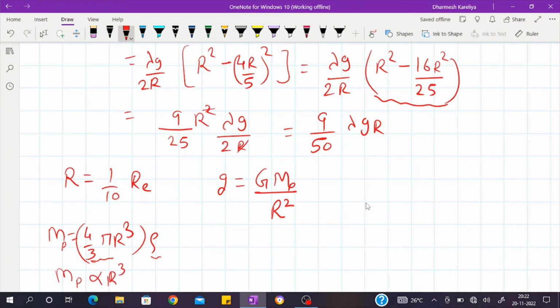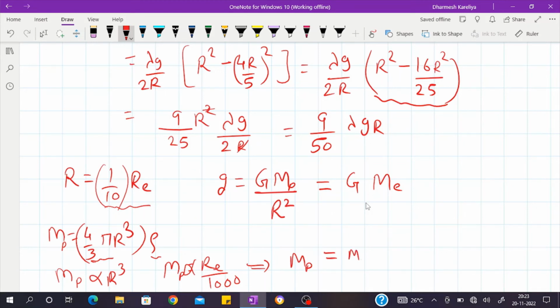Now here the relation between the radii is 1 by 10 R_e. So if you use that logic, the mass of the planet is proportional to the cube of 1/10 R_e. That will give you M proportional to M_e by 1000. How did that 1000 come? It is the cube of 10: 1 by 10 cube is 1 by 1000. So instead of mass of planet, I will write mass of Earth. From this logic we can write mass of planet is equal to mass of Earth upon 1000.